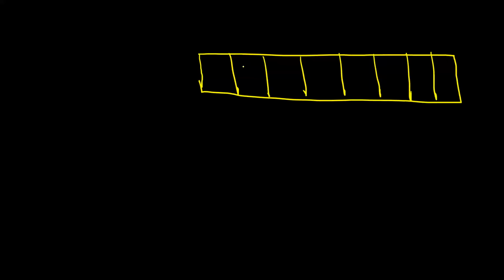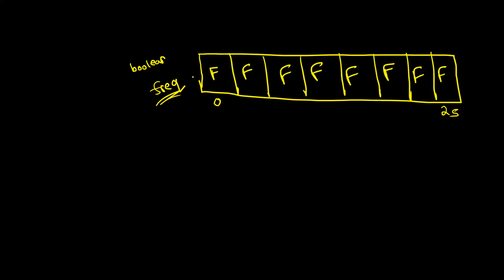So I make an array of size 26. You can call this anything, whatever name you want to give to this array. What are the valid indexes? From 0 till 25. Let us say that this is an array of booleans. When I initialize this array, everything will be false. And let us call this array the frequency array. Call it anything that you want.